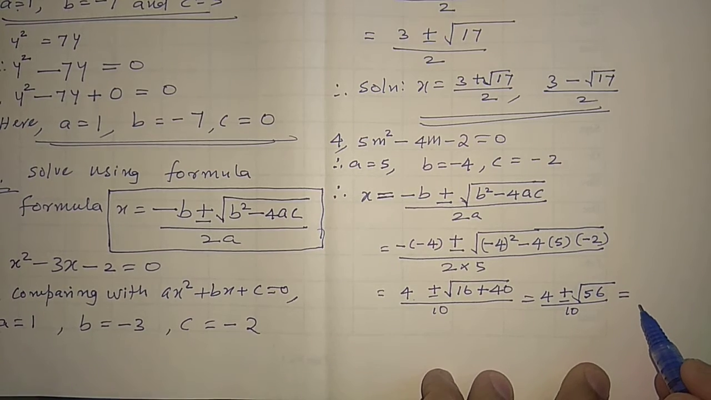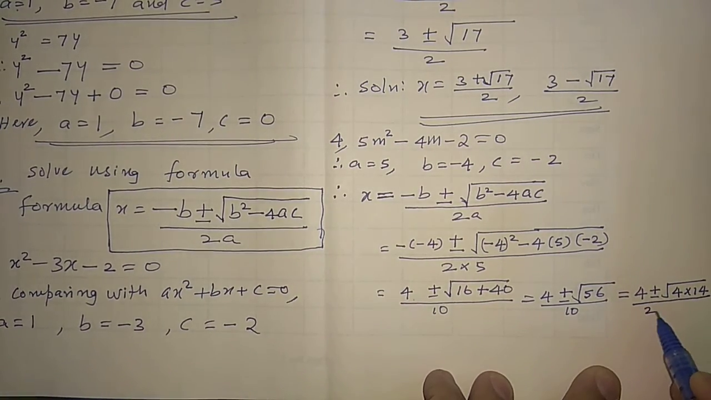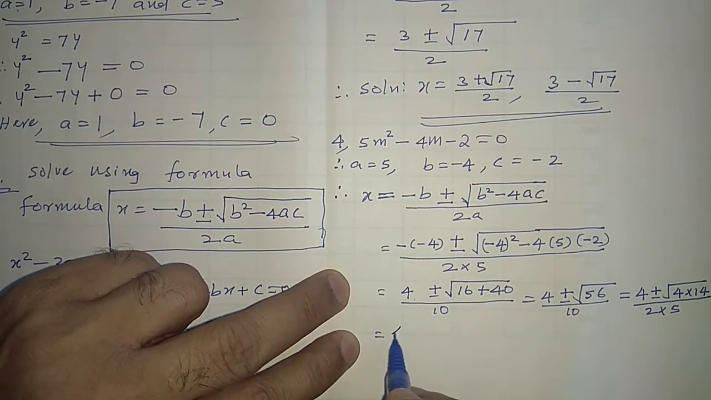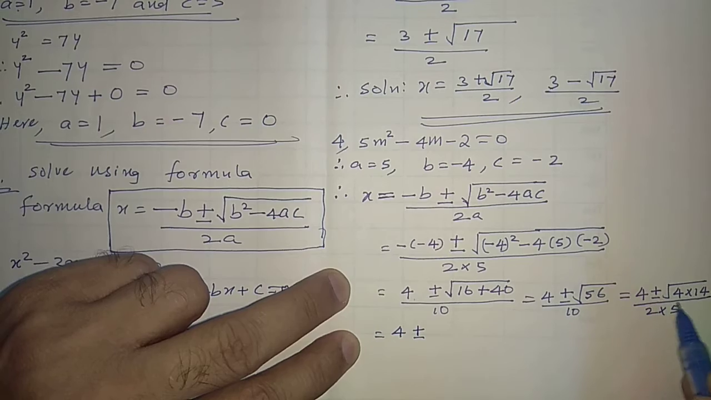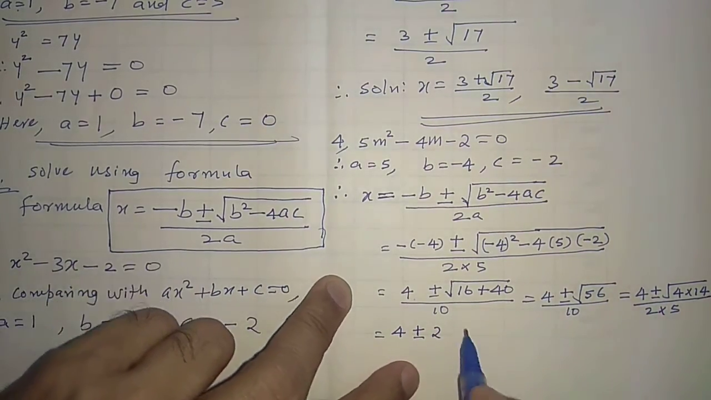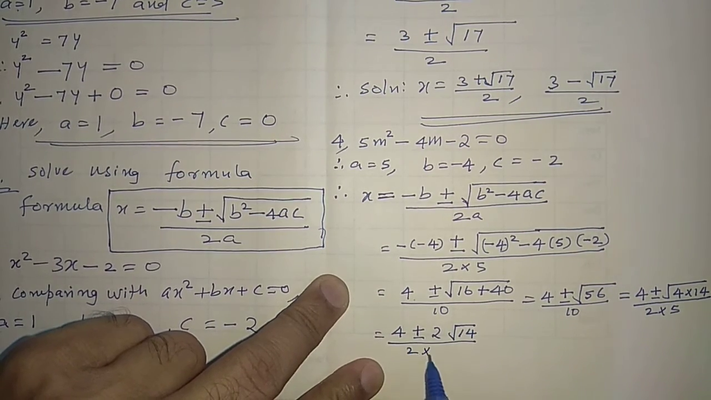56 is 4 into 14. So 4 plus or minus root of 4 into 14. See, 4 4s are 16, remember 1, 4 1s are 4 plus 1, 5. Upon this, 10 is 2 into 5. Now this: 4 plus or minus root 4 is 2 into root 14 upon 2 into 5.